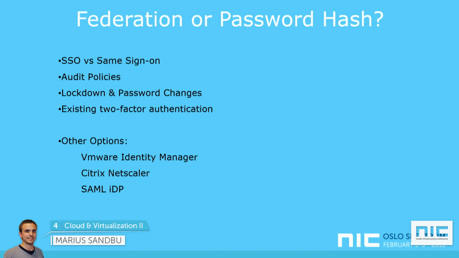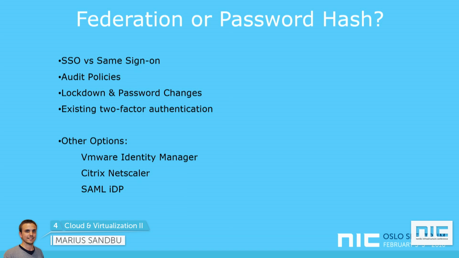Of course, we don't need to use federation services. We can use other options as well. VMware has their own identity manager product, which can deliver the same features, and we can also use Citrix NetScaler to be able to function as a federation server or any type of SAML-based identity provider.